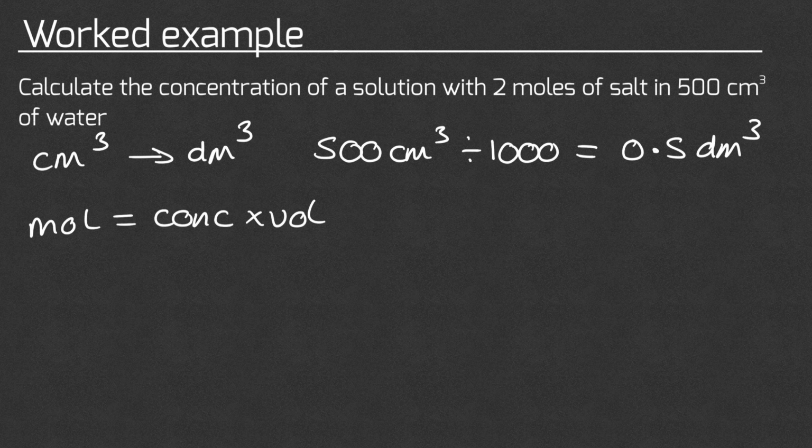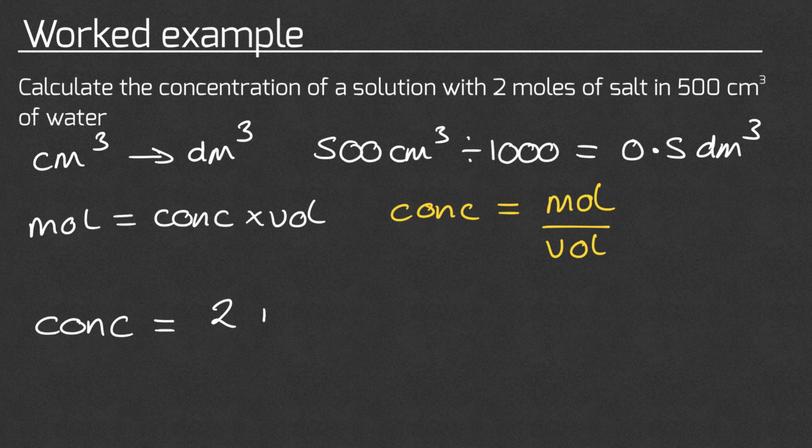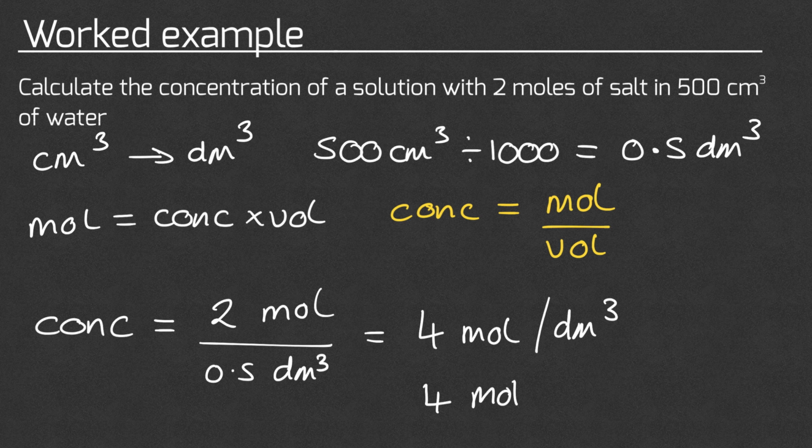We know that moles equals concentration times volume. This question is asking for concentration. So we would rearrange the equation to give us the concentration, which means we'd need to do moles divided by volume. Both of these values are given in the question. We're told that we've got 2 moles in a volume of 500 centimeters cubed, which we've converted into decimeters cubed. So the calculation we would do is 2 divided by 0.5. Giving us a final answer of 4 moles per decimeter cubed.